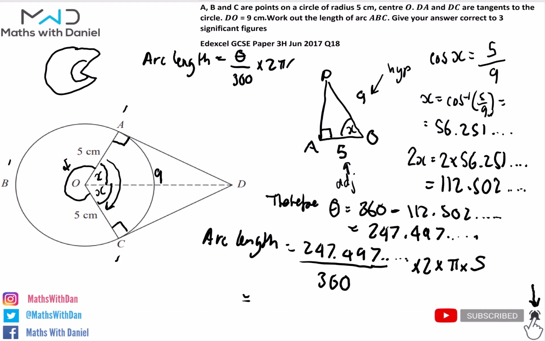That gives you 21.598. To 3 significant figures, this is 21.6. And you're finished.